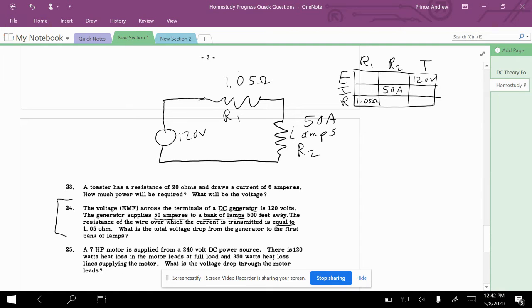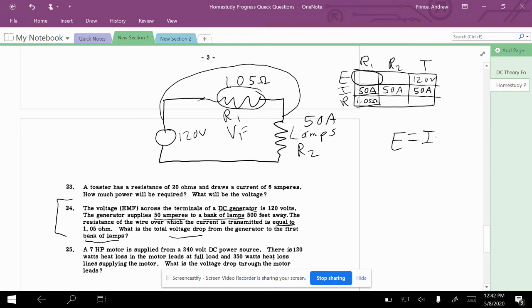Now, just based on what we know about series circuits, you know the current is consistent, right? And what value are we solving for here? It says, what is the total voltage drop from the generator to the first bank of lamps? So from here to here. Well, the only thing we have in there is a resistance value of the wire. So we're looking for the voltage drop of resistor 1, this value right here. And we have enough information to solve for that, right?